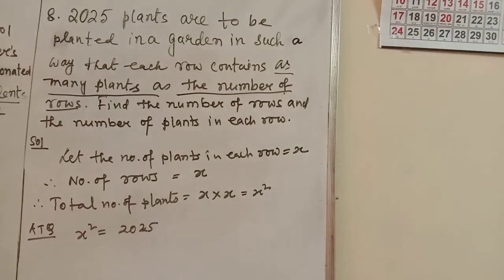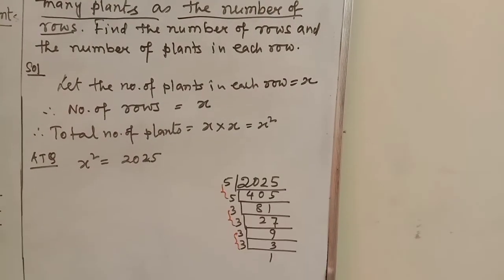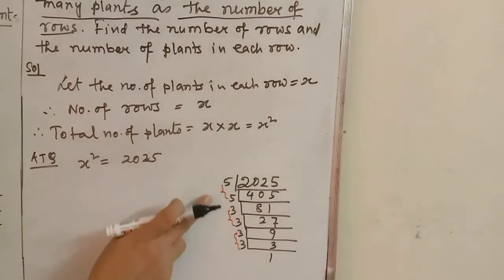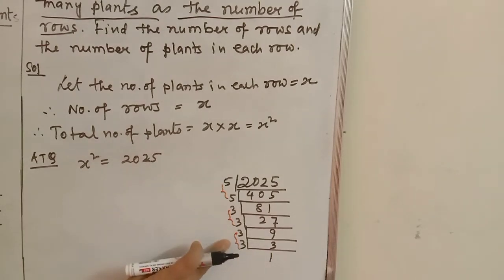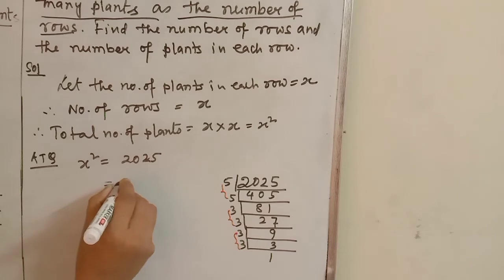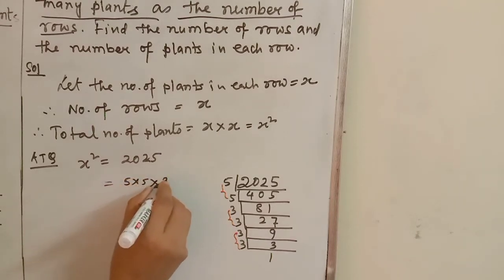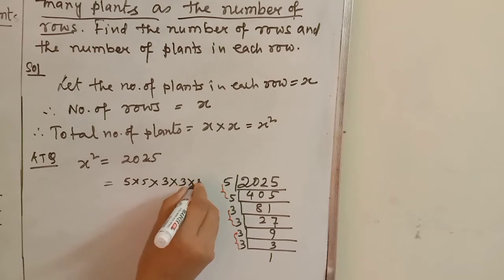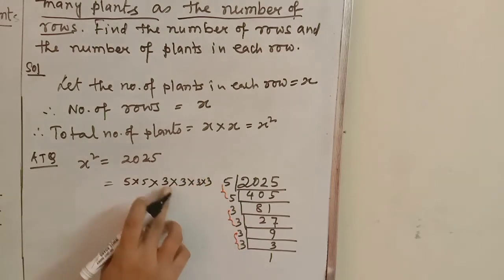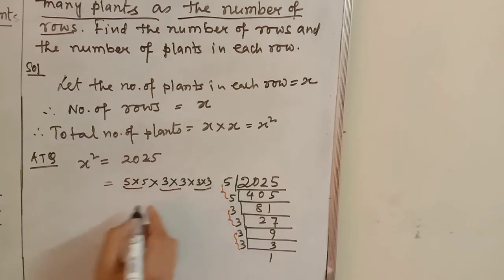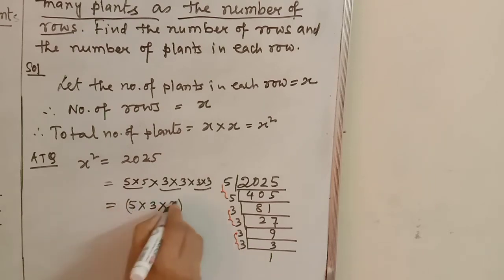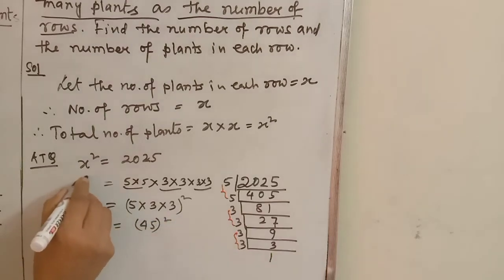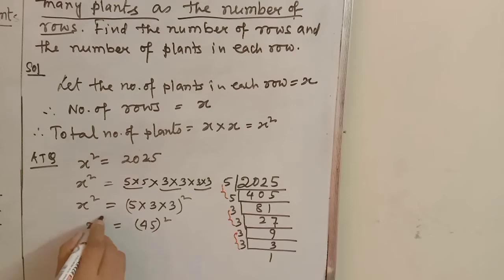The same way you have to find the prime factorization of 2025. Now find the prime factors of 2025. When you have completed it, you can see that it is a square number. So you can write 5 into 5 into 3 into 3 into 3 into 3. So 1, 2, 3, 4, 1, 2, 3, 4. So this is a square number. All the numbers are in pairs. So the number is 5 into 3 into 3 square, that is 45 square. So you can write x square is equal to this.